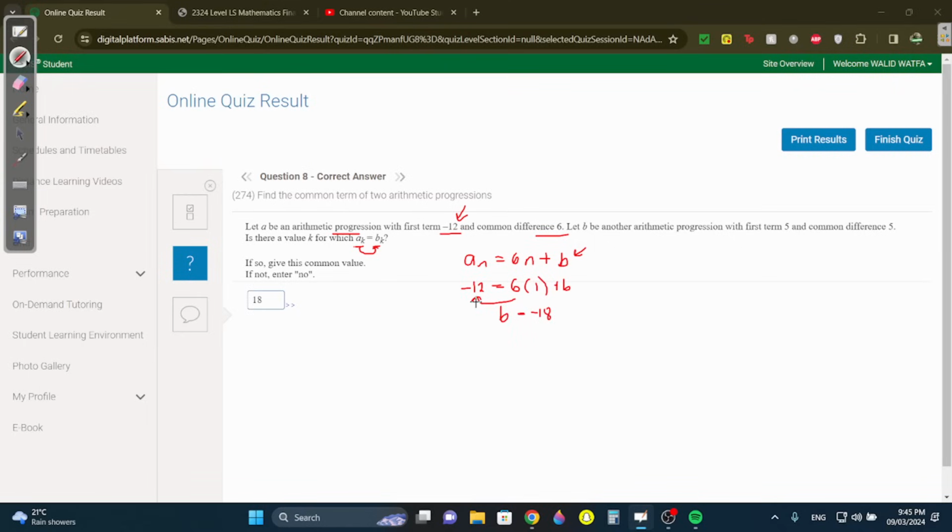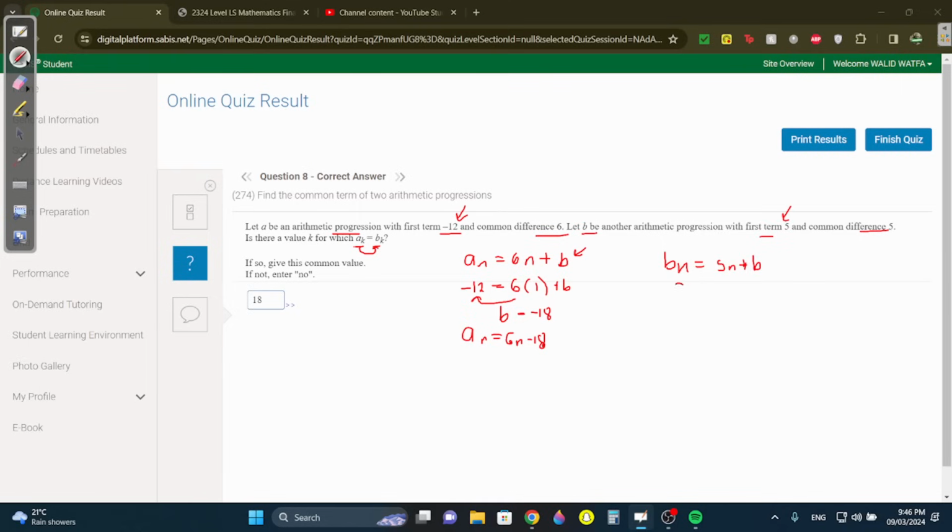B is minus 18. So the rule for an is actually 6n minus 18. How about sequence B? For sequence B, bn is equal to the common difference, 5, so 5n plus b. How would you find b? Same thing. They gave us the first term is 5.